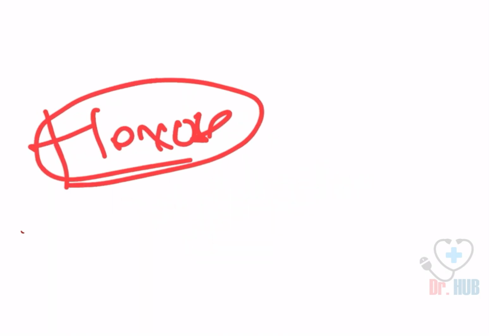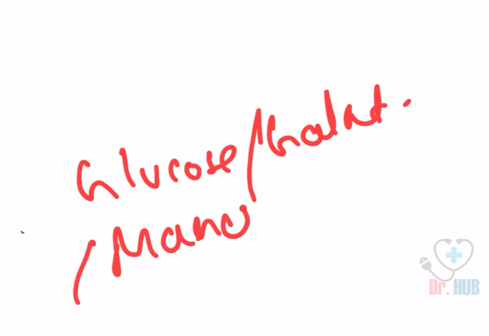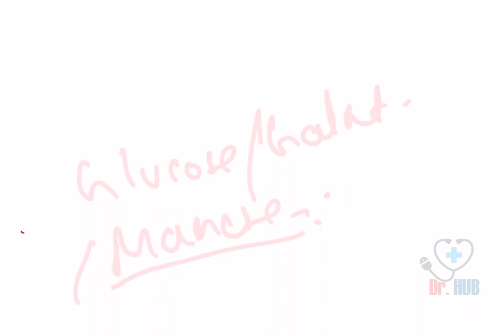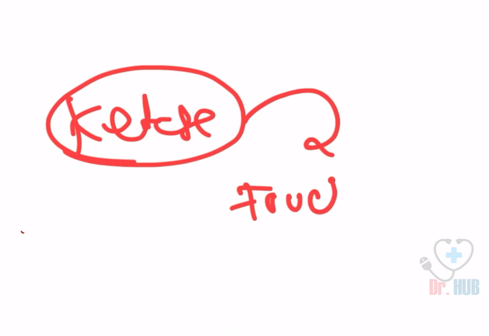Next, looking at the hexose, there is the glucose, galactose as well as the mannose. Then moving on to the ketose in hexose, there is fructose.